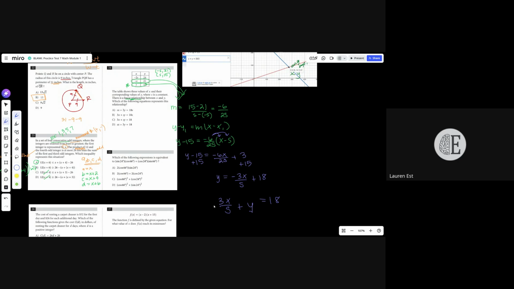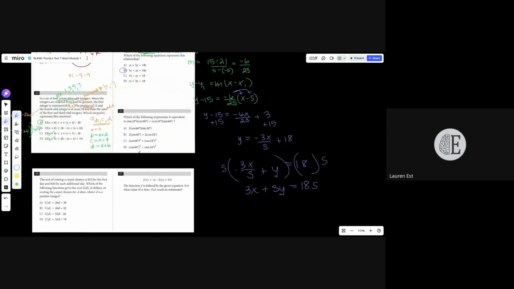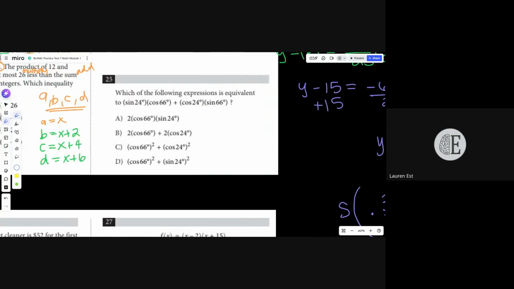So I'm going to multiply this whole side by s and this whole side by s to get rid of this fraction here. So this now becomes 3x plus sy is equal to 18s. Oh, look at me. 3x plus sy is equal to 18s. Probably right.